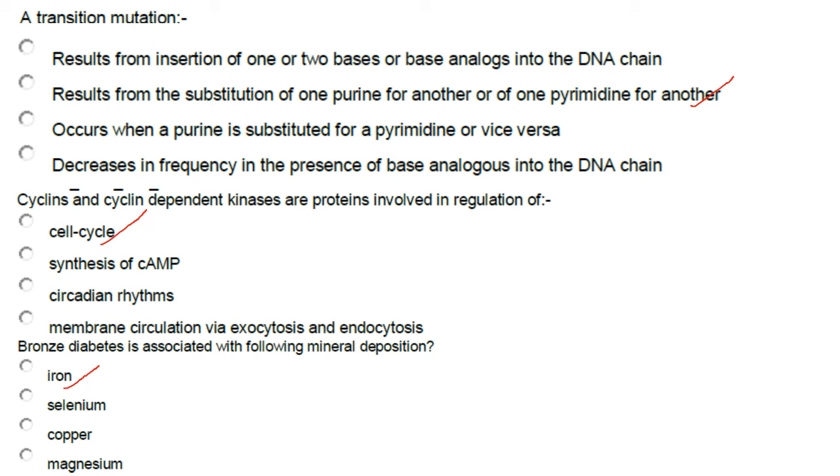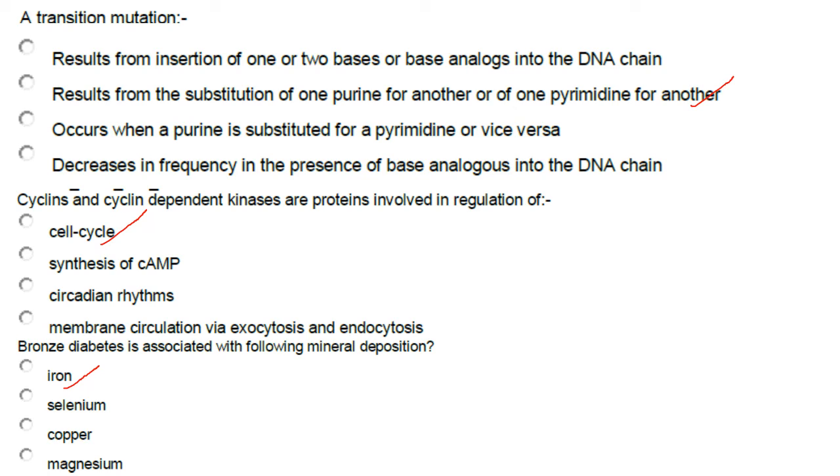Next one, a transition mutation. A transition mutation results from substitution of one purine for another or of one pyrimidine for another, and transversion is one purine for pyrimidine. Just remember version change, that is transversion, that is purine is changed to pyrimidine. In case of transition, one purine is changed to another purine, or one pyrimidine is changed to another pyrimidine, that is transition mutation.